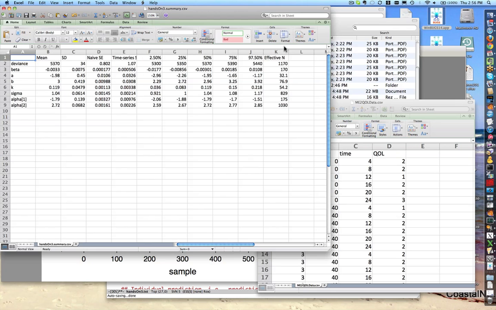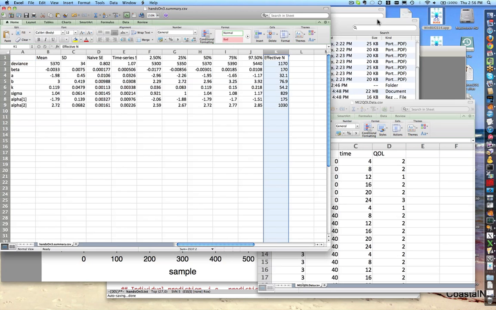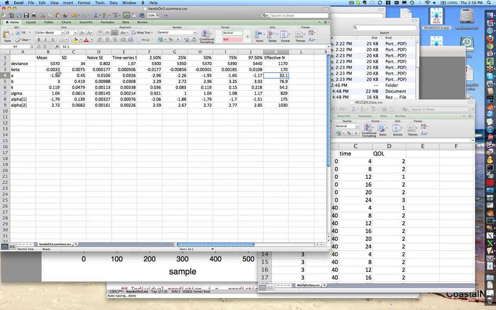Okay, and the main thing I'm looking at is this last column, the effective N. To get reasonably precise estimates around here, we're looking for numbers at least in the high hundreds and preferably in the thousands. And you can see here we have anything but that. In fact, we've got some that are less than 100. You can see for A, B, and K, they're pretty small, with A only being 32.